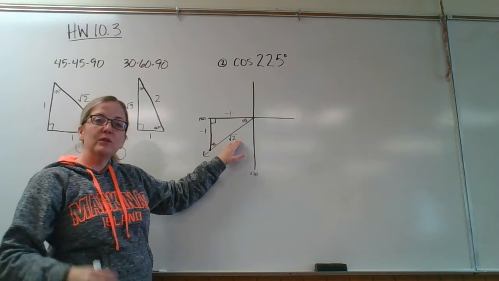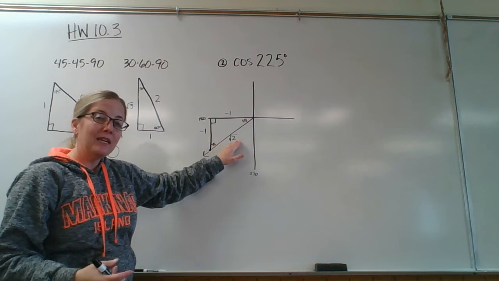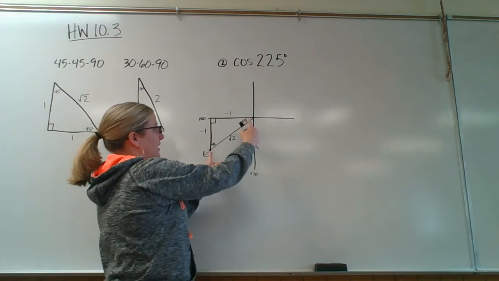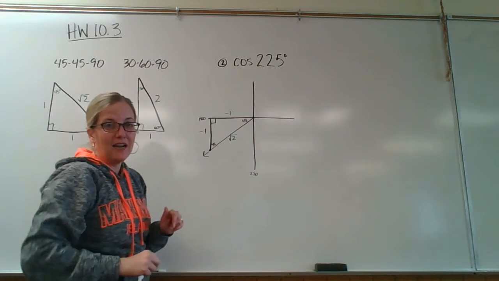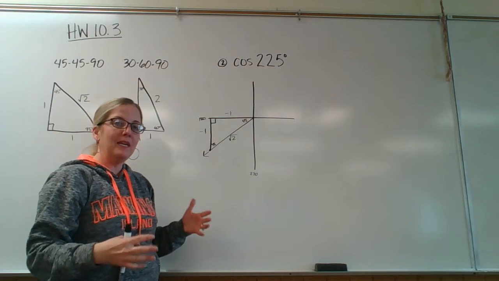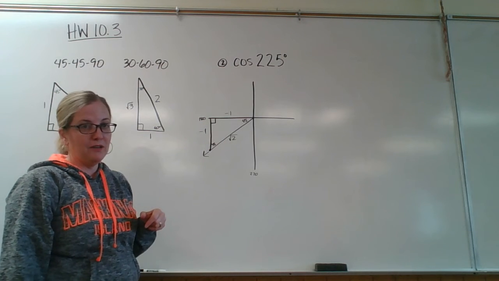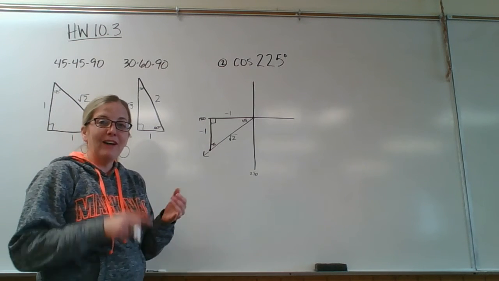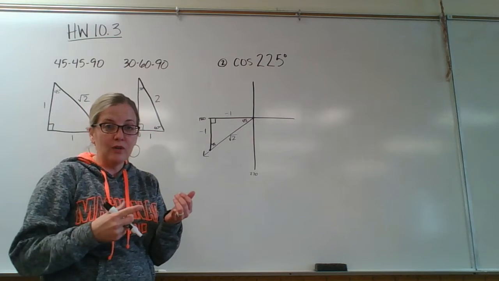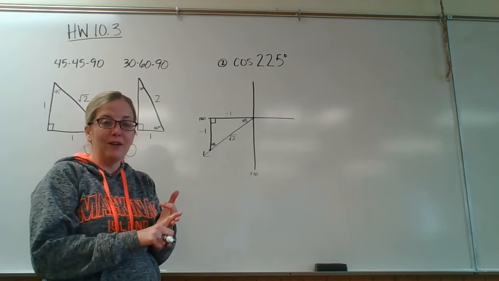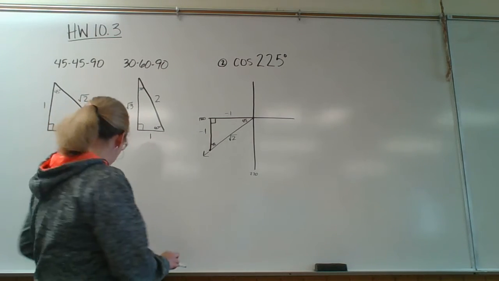Your hypotenuse will always be positive because it is actually telling you the length of that side right there. Okay, so that will be a positive number. So I go left 1, down 1, and my hypotenuse is square root 2. At this point, if I can label my, remember SOHCAHTOA, my opposite, my adjacent, my hypotenuse, I can find the cosine. So let's take a look.